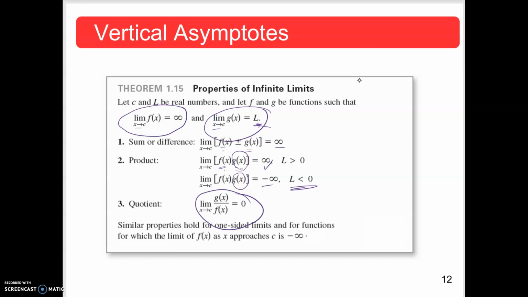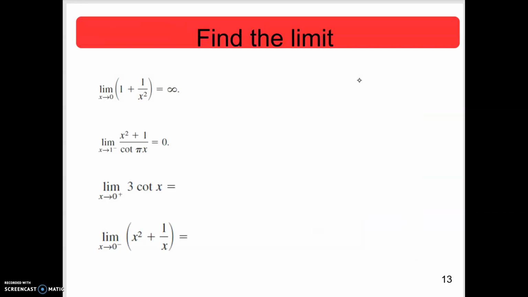Okay, and then this one is something that we've talked about before, you've seen before. If the denominator is blowing up and the numerator is fixed, then your whole function goes to 0. Okay, so let's look at a couple examples. I got the answer for the first two, so let's see if that makes sense.